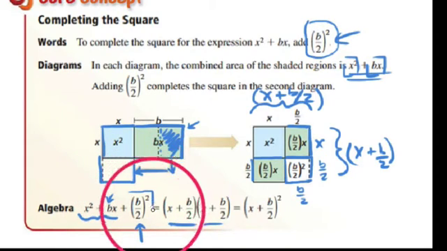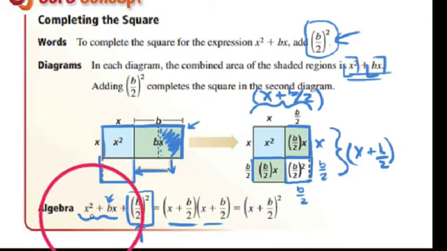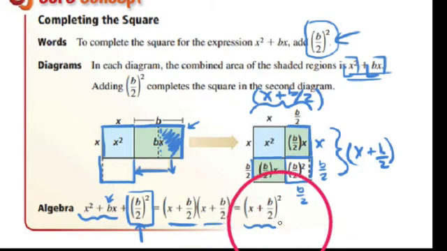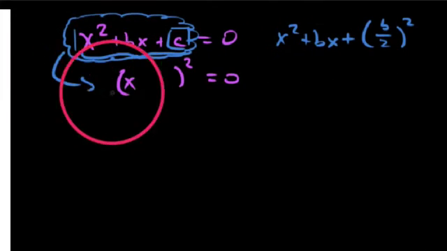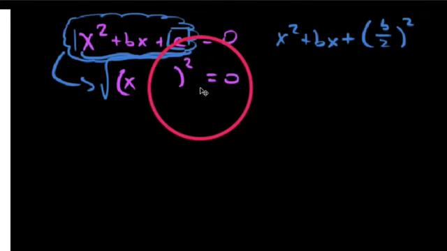The moment we add on that last little corner down here, which is b halves squared, we get a perfect square trinomial. And not only is this a perfect square, it can be factored into the square of a binomial, which, recall, our whole goal is to rewrite a trinomial into a squared binomial form so that we can take the square root of both sides and solve with square roots.